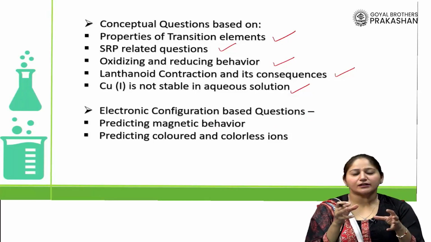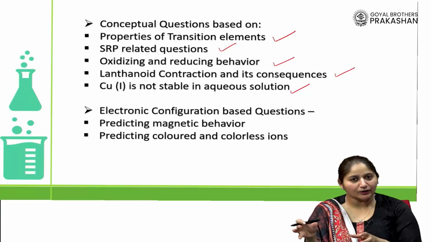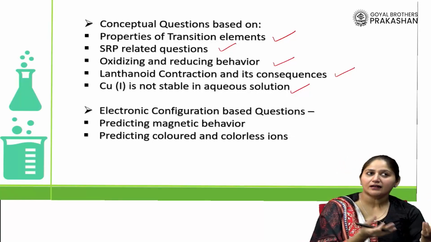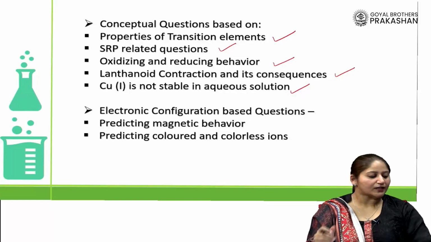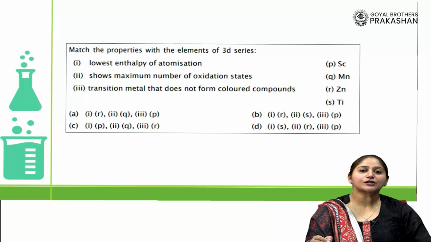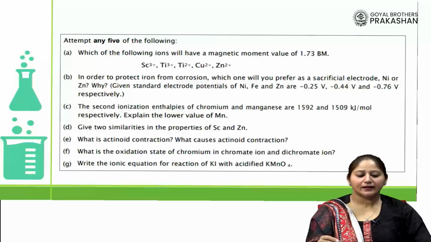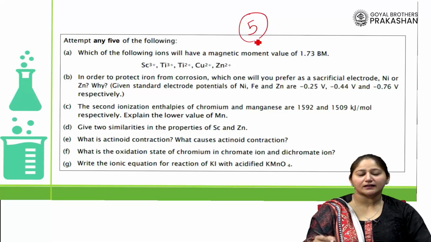So there could be a question related to predicting whether the substance or the solution is diamagnetic or paramagnetic, whether it is colorless or colored. Such questions do come in the exam. Now this is the question from the sample paper. This is an MCQ, which is kind of a match the following question. Then this is the 5 marker long answer type question.